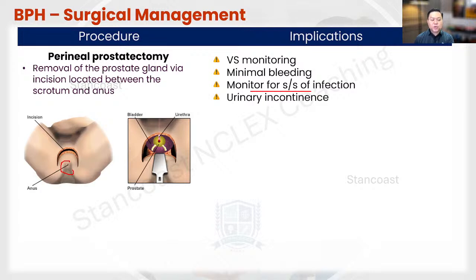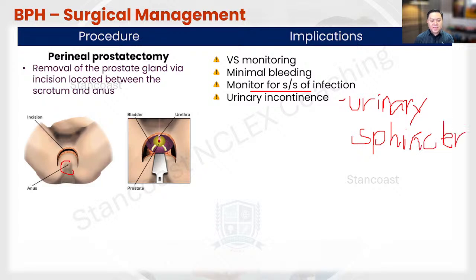Now, part of that is to manage the urinary incontinence. This is going to be a problem for this patient after they have a perineal prostatectomy, okay? And the reason why they're going to have the incontinence is because of the disruption of the urinary sphincter. So they will lose that ability to hold their urine temporarily. Urinary sphincter disturbance. So they're going to be incontinent.